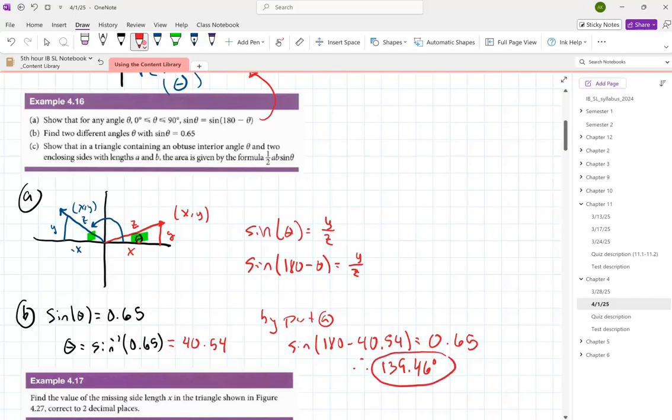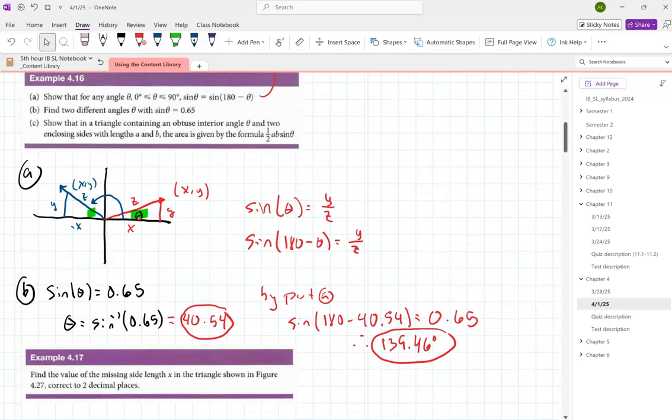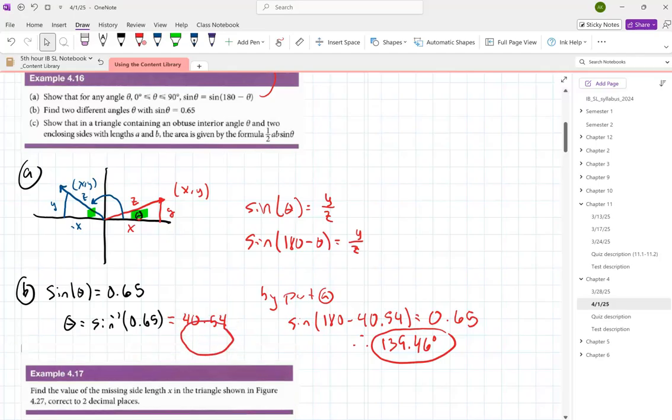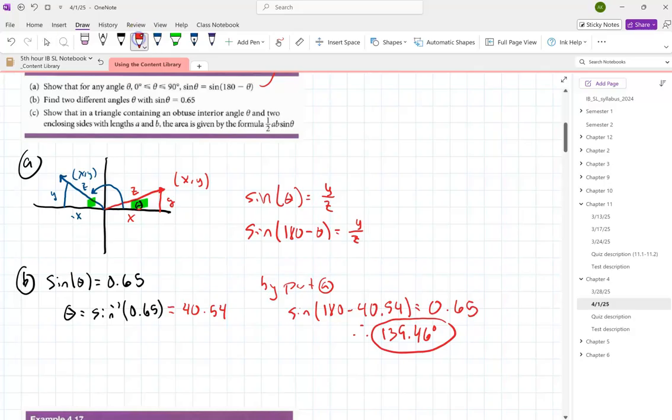139.46 could be my second angle. Is everybody okay there? What else could you have done, though? Remember your trigonometry. I wanted another angle that also has sine of 0.65. What else could I have done?